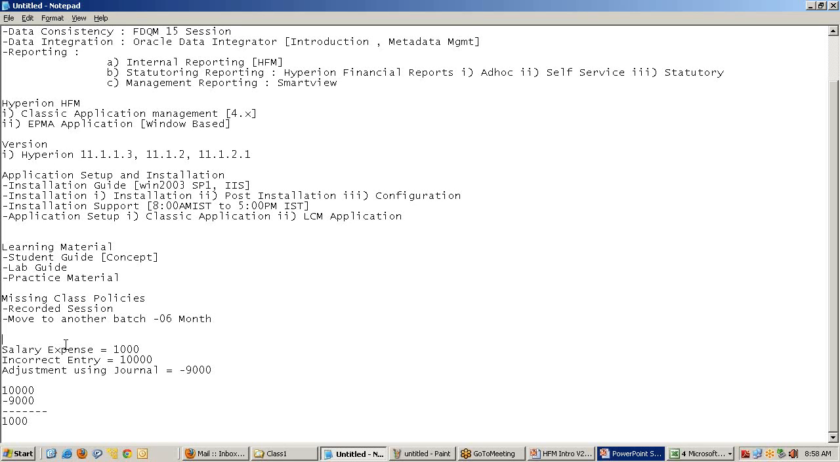Also, we need to keep track of it. In accounting, you always have to keep track of the data and information. Any incorrect entry should be captured, and all the changes should be captured. So data auditing is at a very, very detailed level. We do that with the data auditing feature.